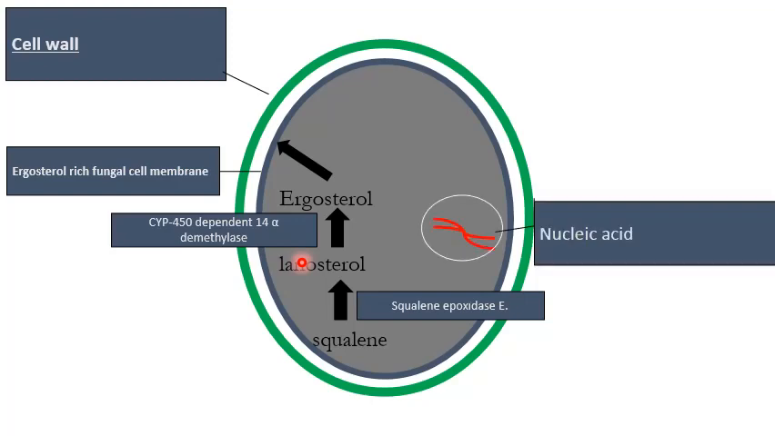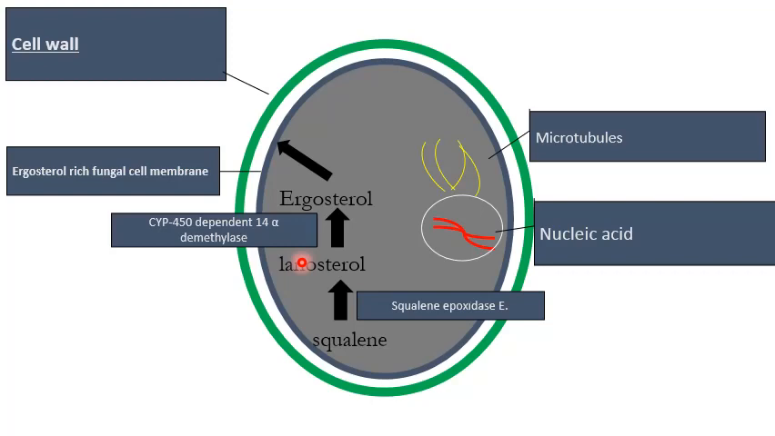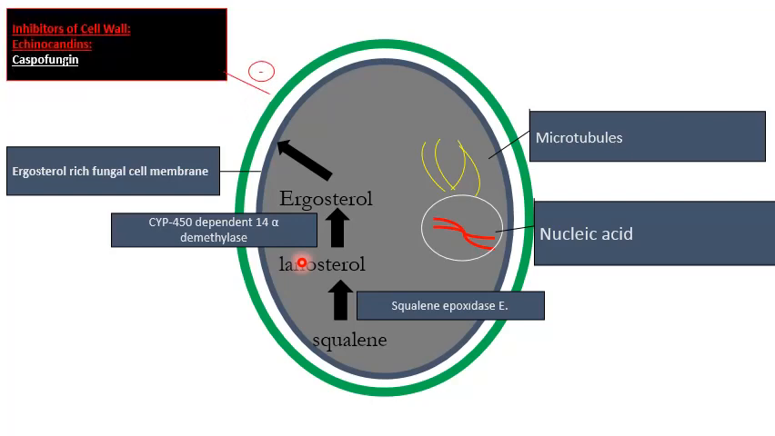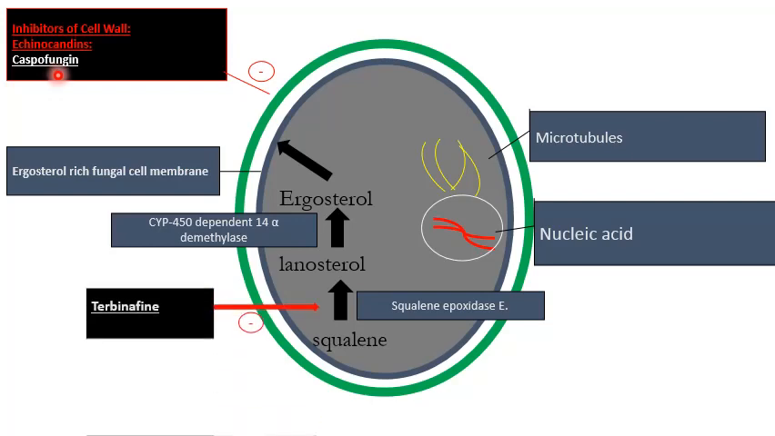Like any cell, the fungus has nucleic acid and has microtubules which help in mitosis and cell division. The cell wall is inhibited by a group of drugs called echinocandins, like caspofungin. The cell membrane is inhibited by many drugs. The first drug is terbinafine. Terbinafine inhibits the squalene epoxidase enzyme. Azoles inhibit the 14-alpha demethylase, which converts lanosterol into ergosterol.